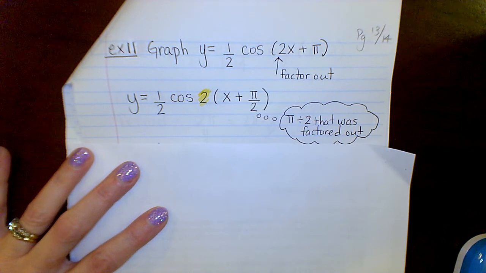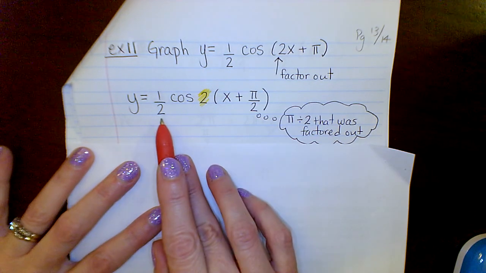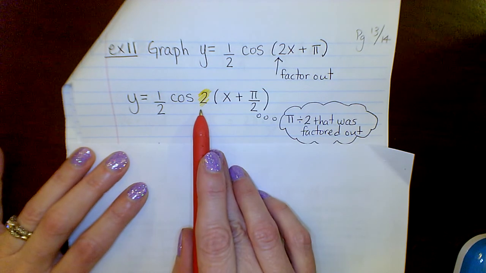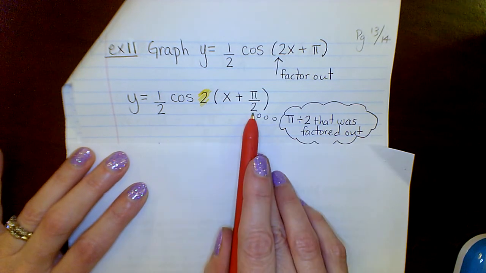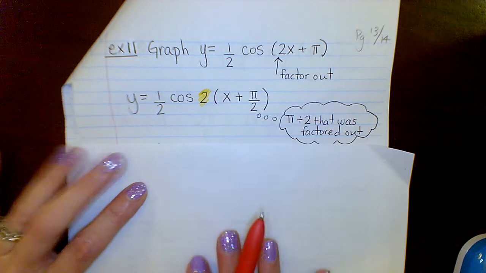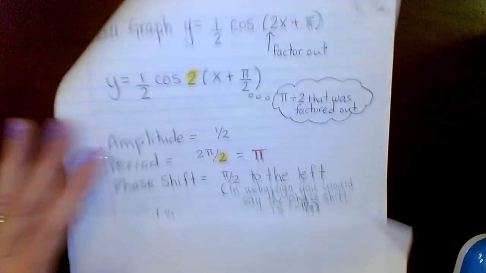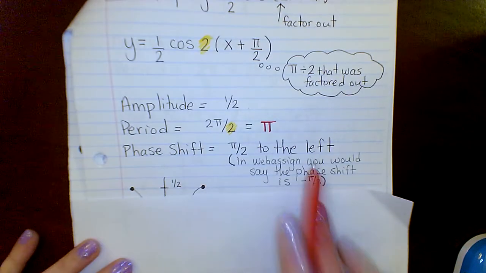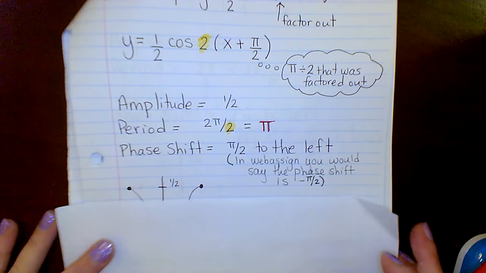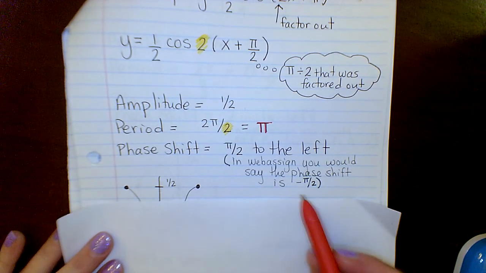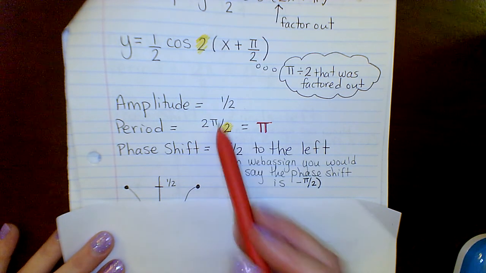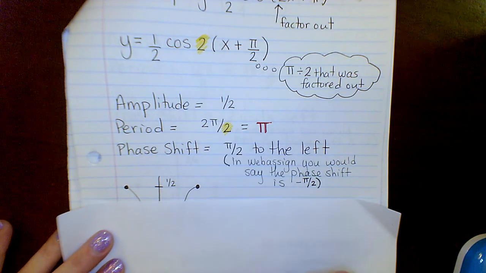All right, now we can see what's going to change. I'm going to have an amplitude of 1/2, so my graph is going to be stumpier. I'm going to have a period change, and I'm going to have a phase shift. This is a plus, so it's going to be to the left, pi over 2 units. In WebAssign, the left is going to be a negative pi over 2 phase shift. So when WebAssign asks you for the phase shift, you're going to have to say negative pi over 2. My new period is 2 pi divided by 2, trying to color code this stuff for you.